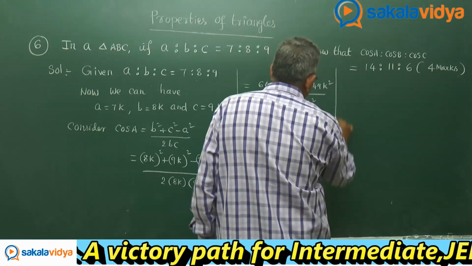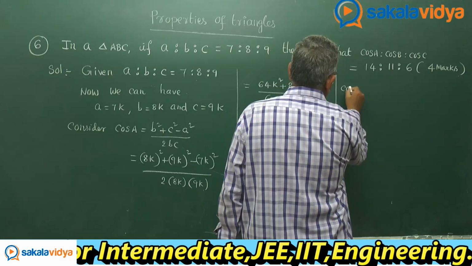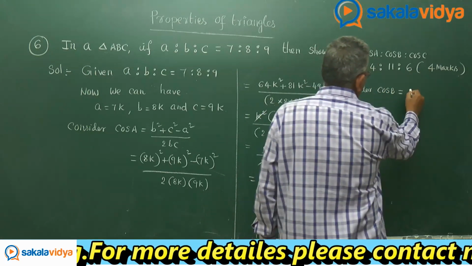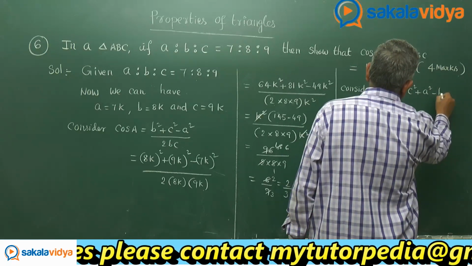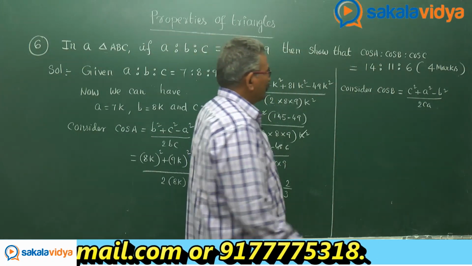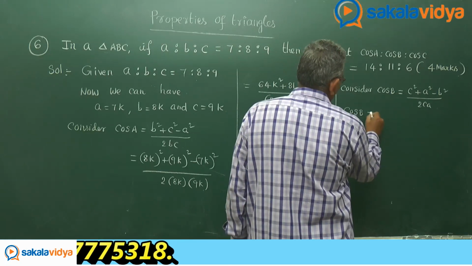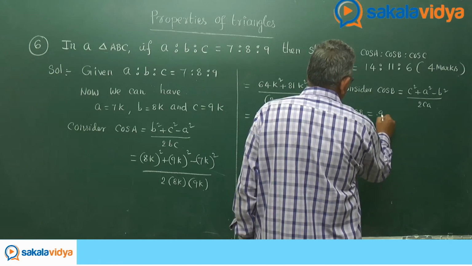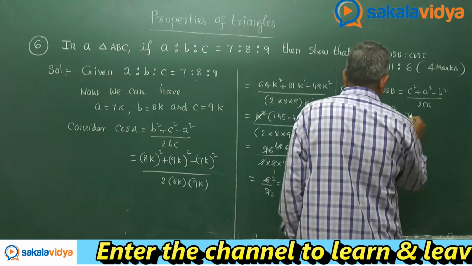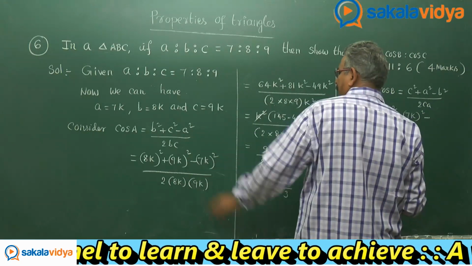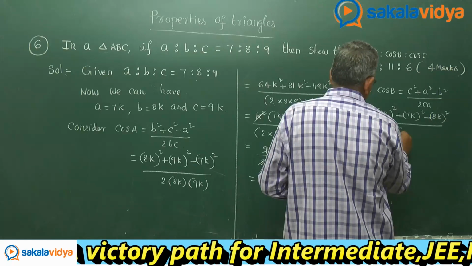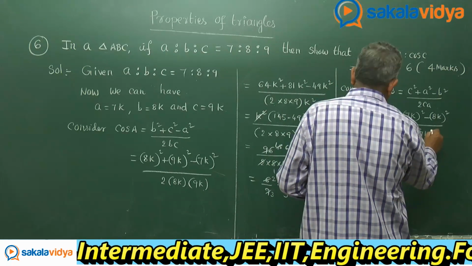Let us find out cos B. Consider cos B. Cos B equals c² + a² - b² by 2ca. You had better remember this one as a formula. So now we have cos B equals, c replaced by 9k, so c² is (9k)², plus a² becomes (7k)², minus b² becomes (8k)², by 2 times 9k multiplied by 7k.